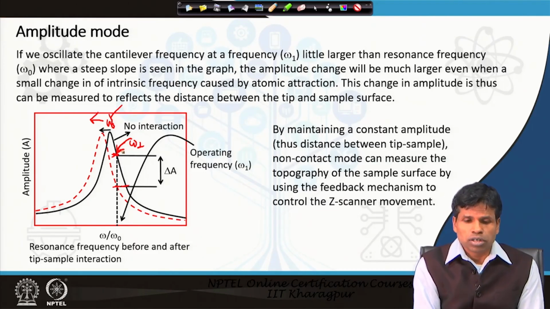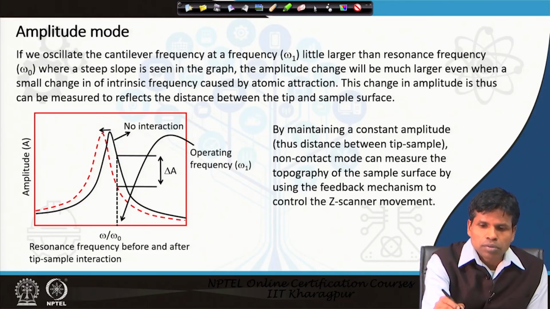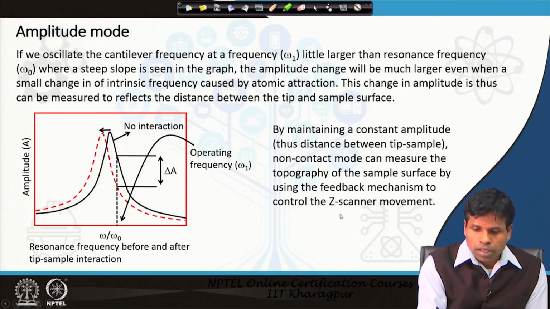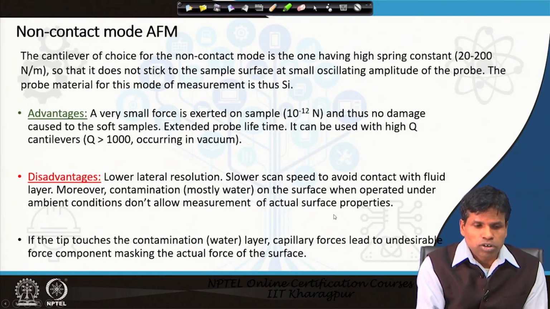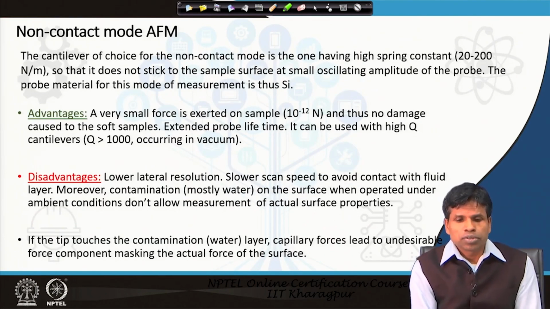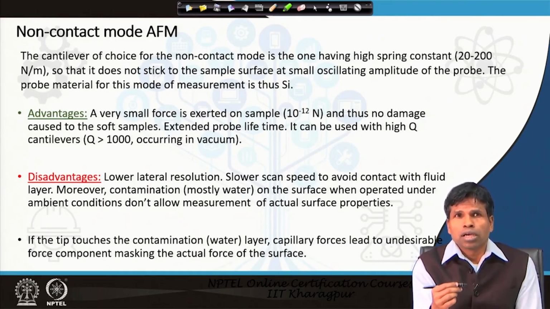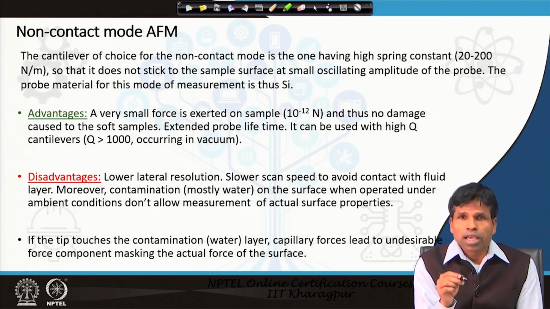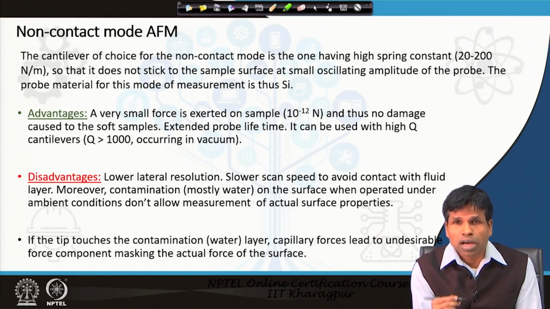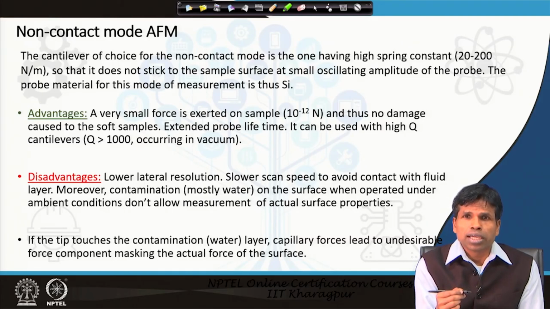This is what is done in the amplitude mode of detection, which applies in the non-contact mode. So, in the non-contact mode, as the tip is far away from the sample, it does not touch the sample. Moreover, as we discussed, the tip oscillation occurs with a smaller amplitude. As it occurs with a smaller amplitude, the cantilever should have a high spring constant. Otherwise, there is a chance that the tip can get stuck to the sample surface.